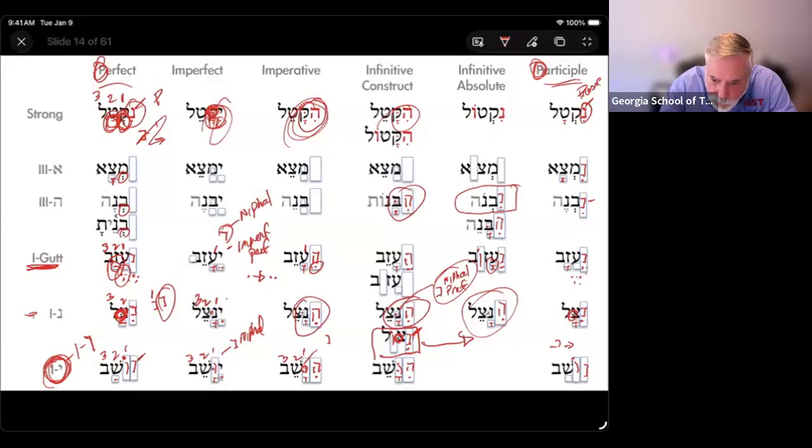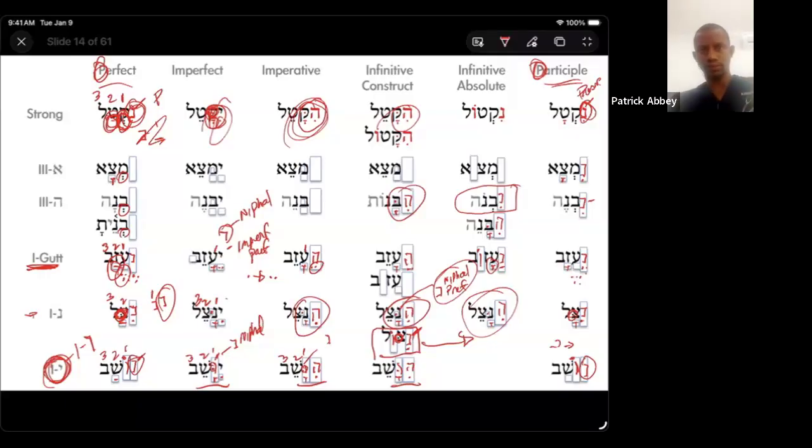So in the same way, the noon is retained in the perfect and the participle, right? The noon is retained in those two. In those two cases, you have the holem vav letter that takes the place of the first yod. In the other cases, where the noon is not retained or the noon assimilates, then it's a holem vav consonant with the kamates and the noon assimilation. Make sense? Okay, guys.